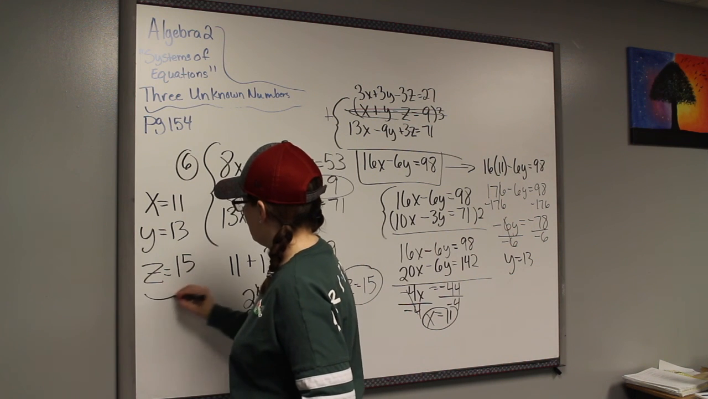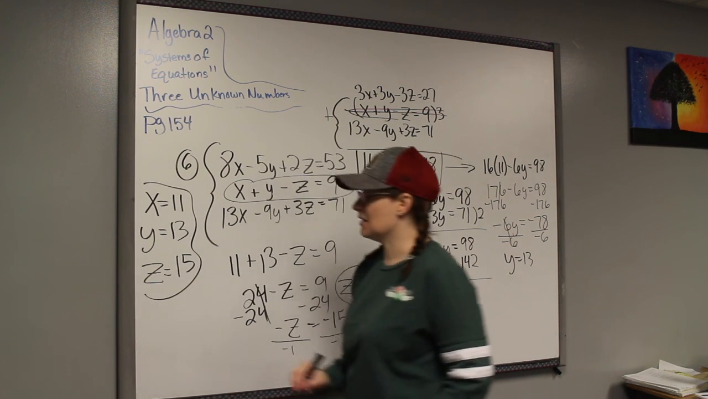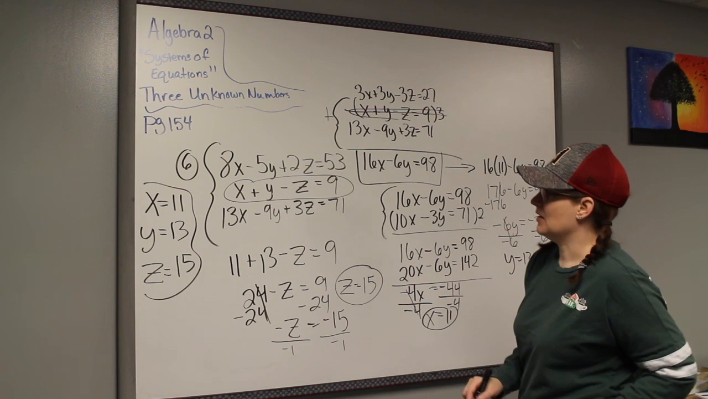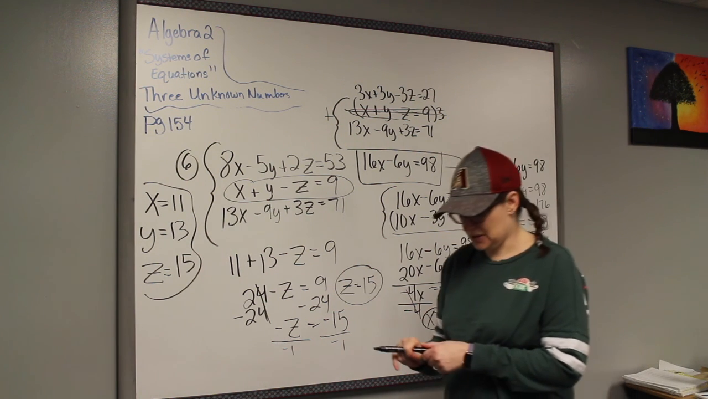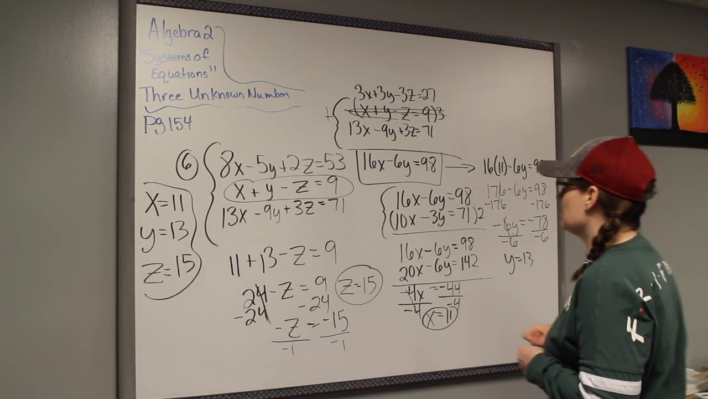So there are my 3 unknown numbers, 11, 13, and 15. Okay? That should be about the hardest that you have to deal with, since that's the last problem that you need to do.